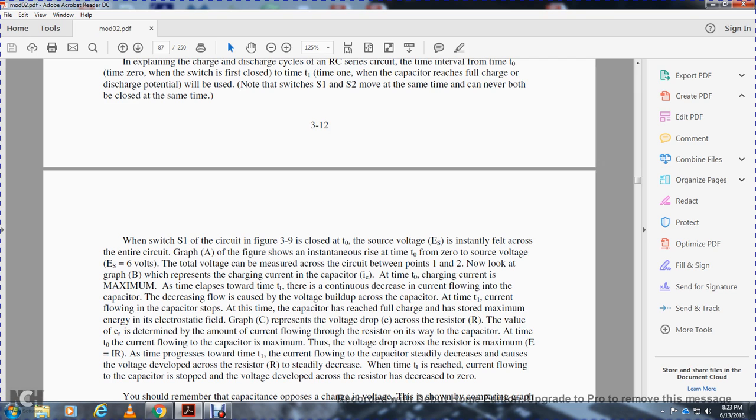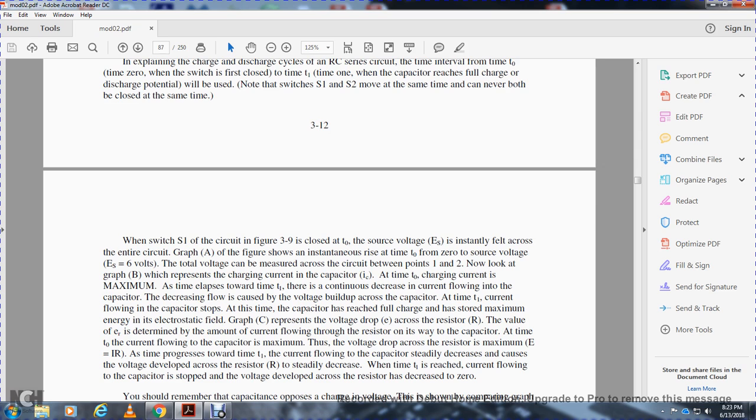Graph C represents the voltage drop across the resistor. The value of the resistor voltage is determined by the amount of current flowing through the resistor on its way to the capacitor. At time zero, the current is maximum, thus the voltage drop across the resistor is maximum: voltage equals amps times ohms.